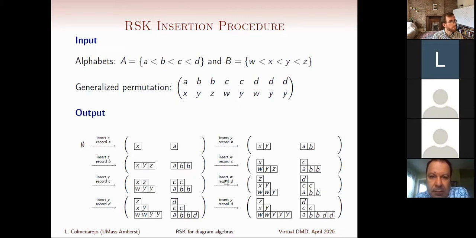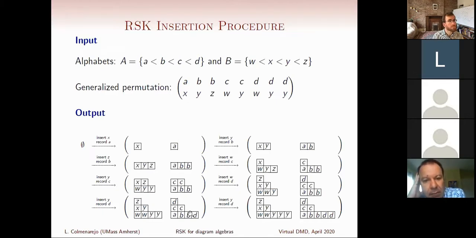So there will be a moment, I think in this one, yeah, with the W. Well, the W is smaller than the Y here. So I will just put the W here and bump the Y. When I try to put the Y in the second row, it's smaller than Z. So I bump that Z and put the Y here. And now I'm looking at the third row. So that's the way that the columns are increasing when I find something that is smaller.